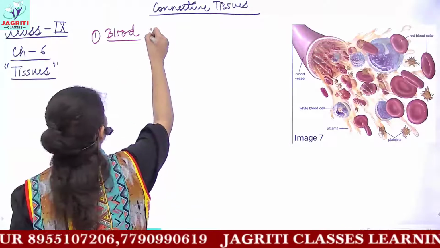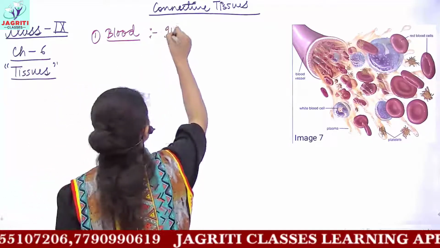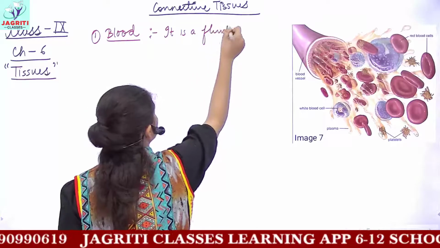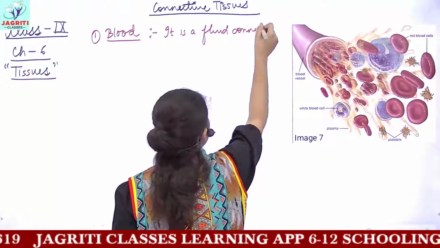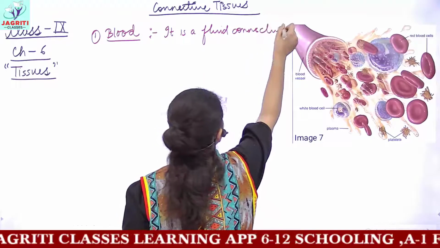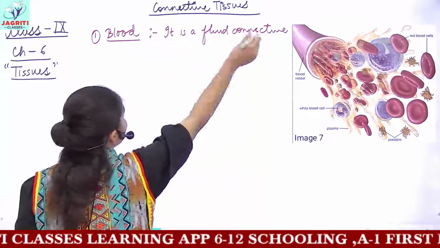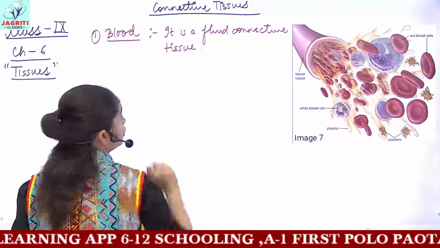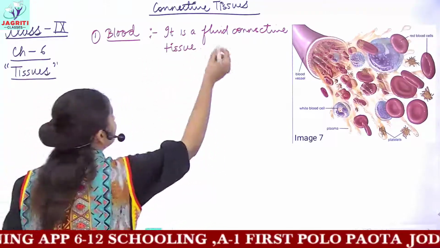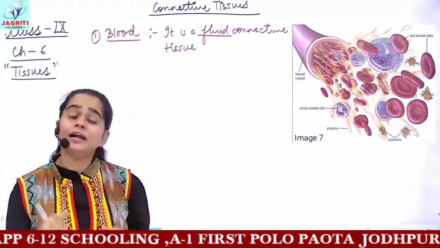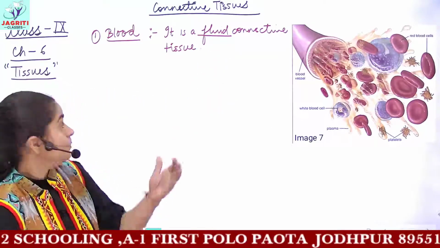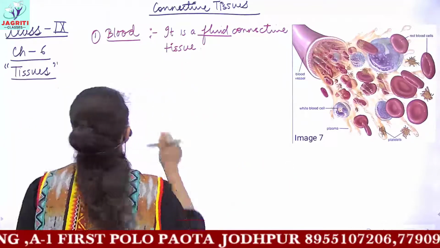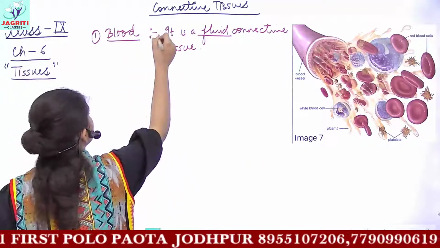So the first point in blood is, it is a fluid connective tissue. You all know that blood has a fluid or a liquid character. So this blood is your fluid connective tissue. Okay? And why is the blood fluid or liquid in nature? Because the matrix of blood is itself liquid. So you say that this would be your A point.